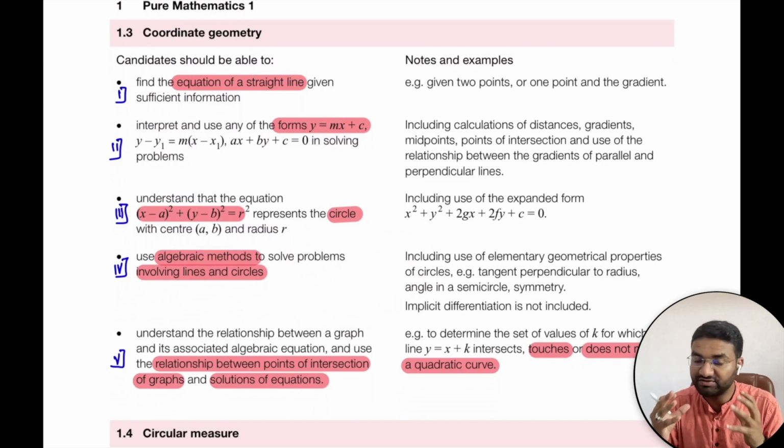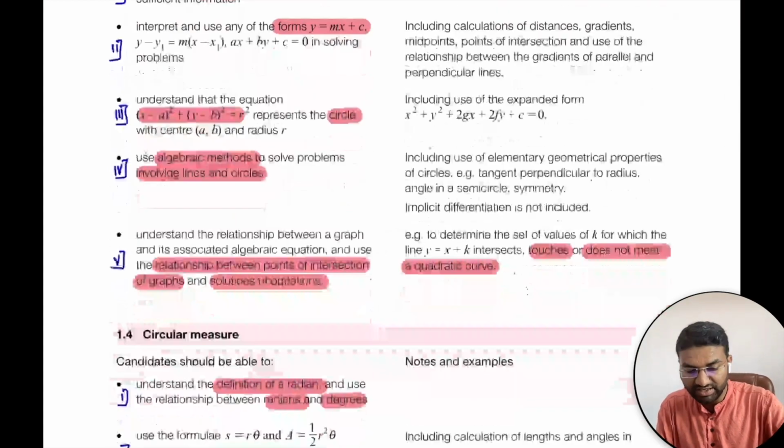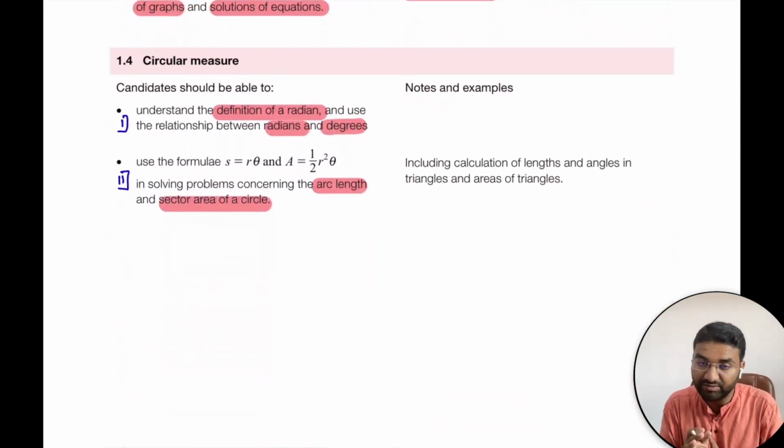I hope you have gone through the discriminant part. We use the discriminant to find out the solutions of the equation. Then thirdly, circular measure. You have radian, degree, arc length, and area of the sector.